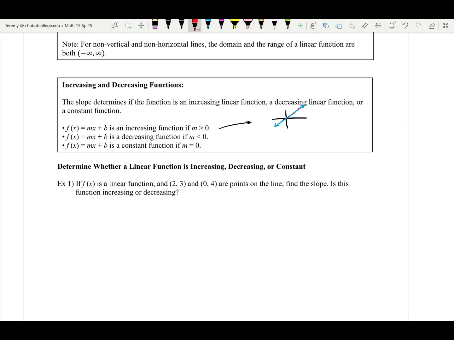And then a linear function is decreasing if m is less than 0. What that looks like is, as we look at this graph and we're looking at those y values, as we go from left to right, they'll be getting smaller. So that's what a decreasing linear function looks like. And it's constant if m is equal to 0. That's what just gives us a horizontal line.